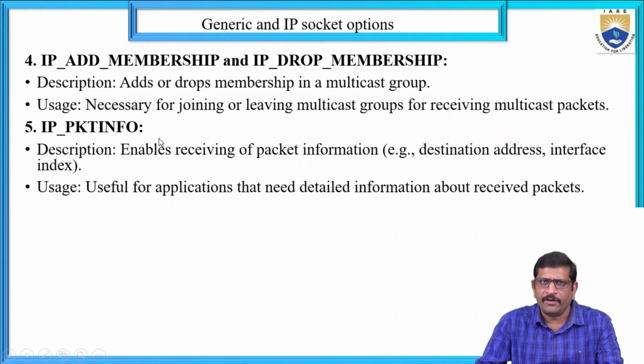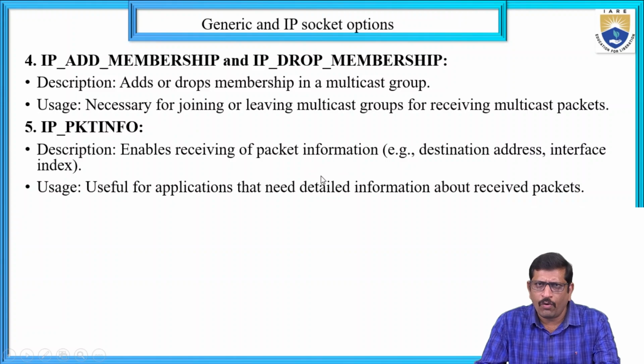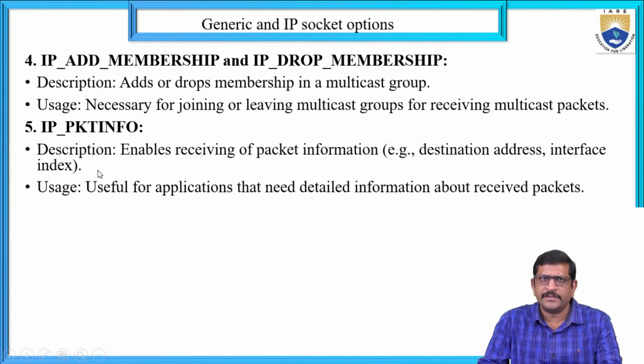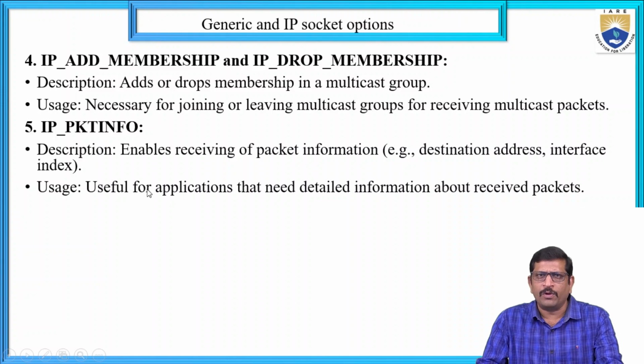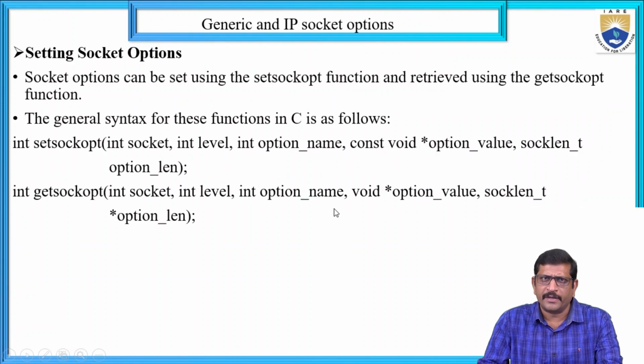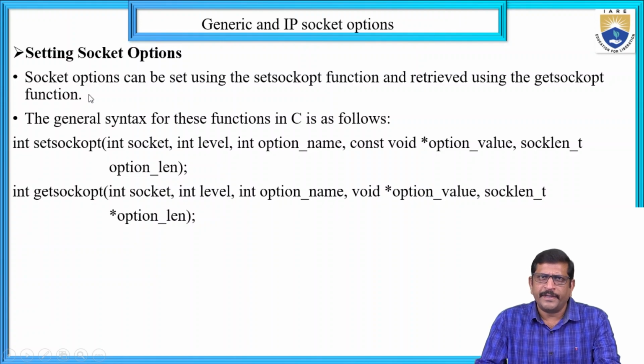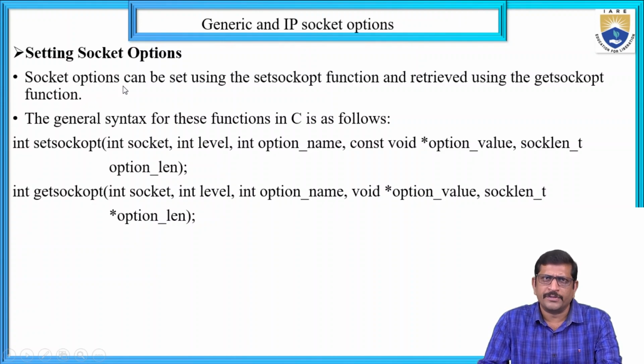IP packet info enables the receiving of packet information, that is destination address, interface address and source address. That means it can be useful for applications that need detailed information about the received packets. Here, setting socket options.